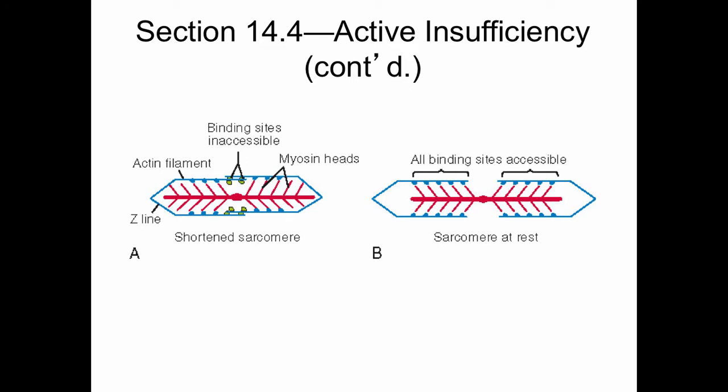First, let's look at the diagrams. Diagram A shows a shortened sarcomere, and B shows a sarcomere at resting length. Note that the inaccessible binding sites result in fewer myosin-actin cross-bridges being able to form when the sarcomere is shortened. This results in a weaker contraction.